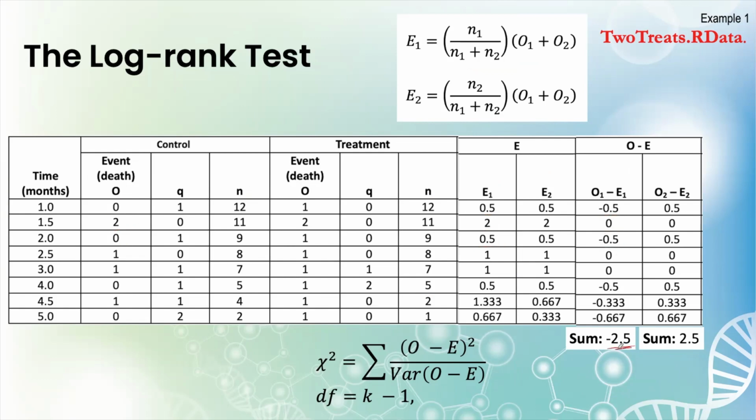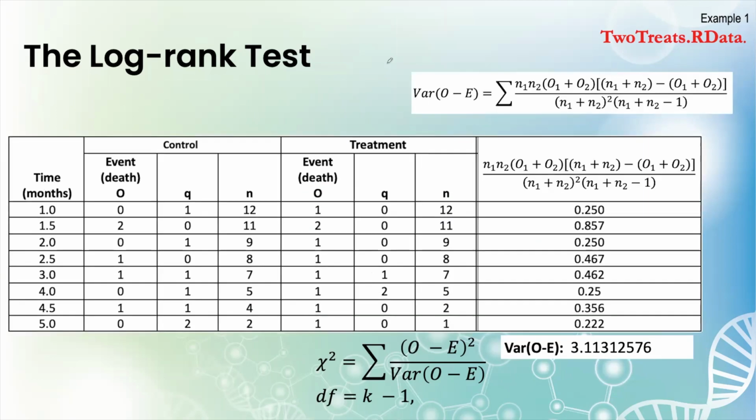Then you just have to add. So that's negative 2.5. Similarly, on the other side, that's O sub 2 minus E sub 2. So 1 minus 0.5, we have 0.5. 2 minus 2, we have 0. 1 minus 0.5, we have 0.5, and so on. And then you just have to add, we're also going to have 2.5. Now, you just have to choose later which one you are going to use, the negative 2.5 or the 2.5. Actually, it doesn't matter. Now, for the denominator, which is the variance, you have to calculate using this equation.